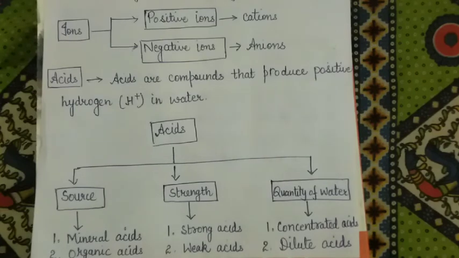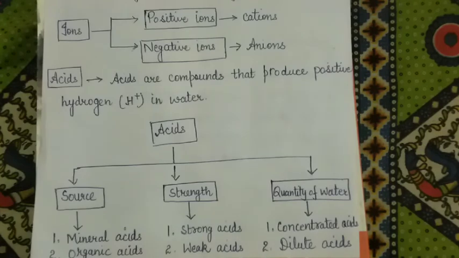Second, we have organic acids. The acids which occur naturally and are found in plants and animals are called organic acids. For example, citric acid, acetic acid, lactic acid, all present in our food items. And formic acid is present in bee sting venom. When a bee stings us, it injects formic acid into our body. That is an example of an organic acid.